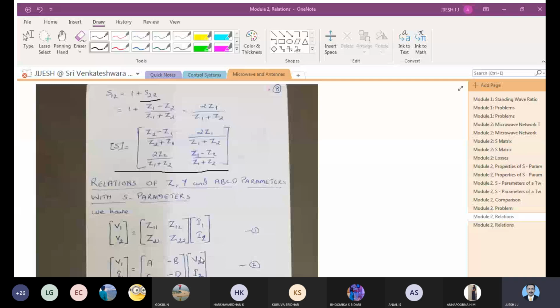Any doubt in this problem? Are you clear with all these things? No, sir. Any doubt? What about others? Any doubt? Bhumika, is that clear for you?